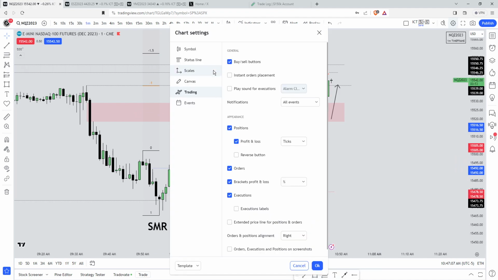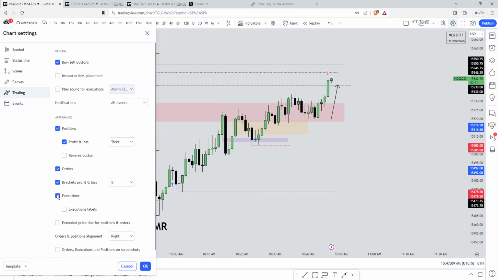So I'm just going to do this one more time just to show you guys that this is not photoshopped. Clicking on and off the executions.